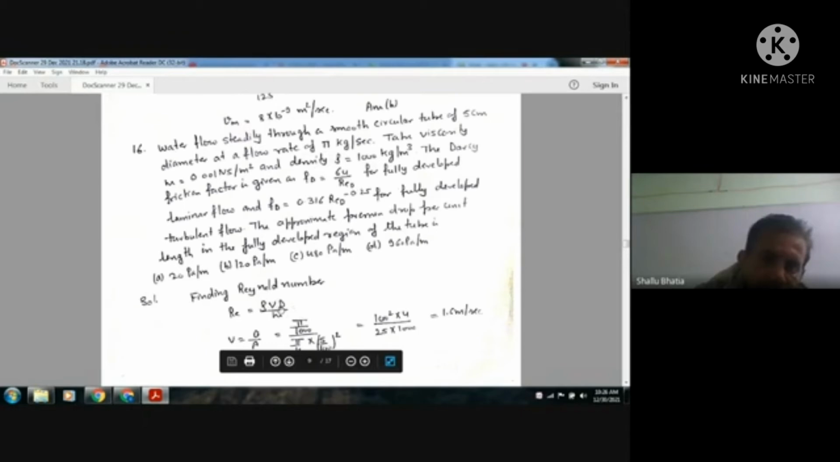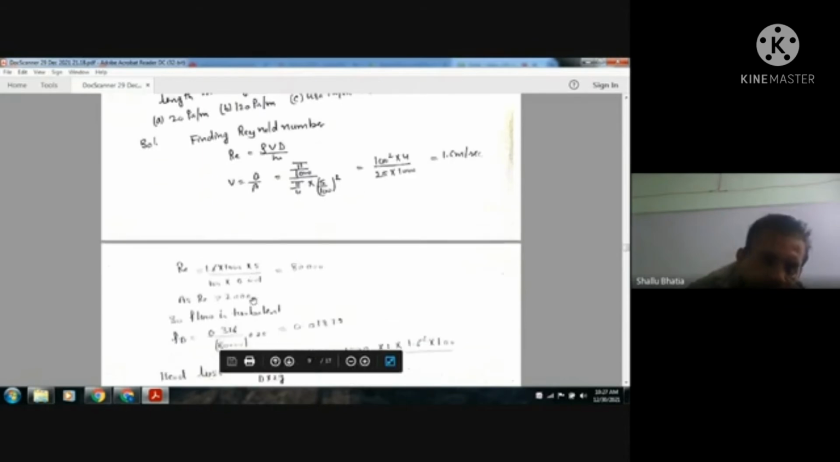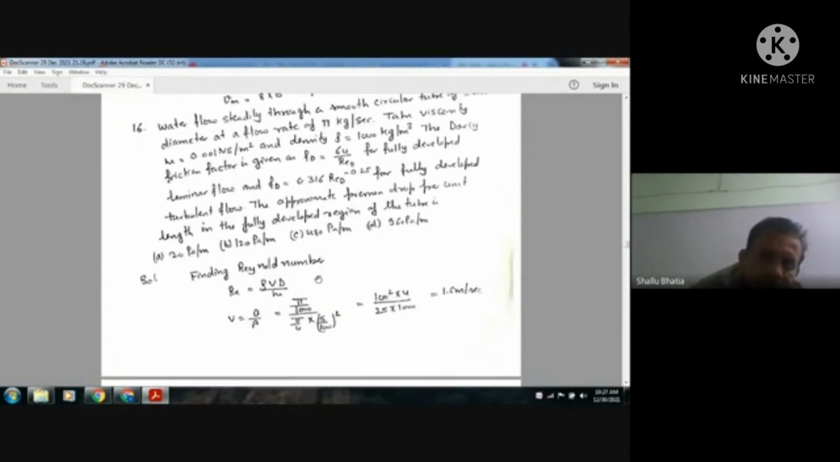Viscosity is also given, and rho is 1000. From this we can calculate the Reynolds number. So the Reynolds number comes out as 80,000. As it is an internal flow, because it is flowing through a circular tube, it is a turbulent flow because Re is more than 2000. Okay, so flow is turbulent.